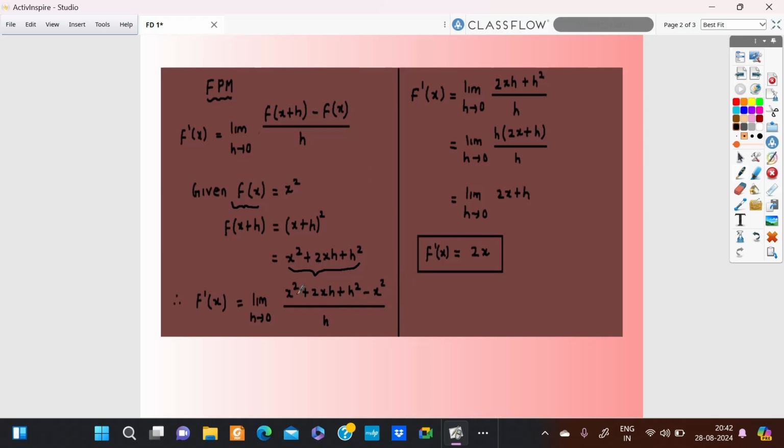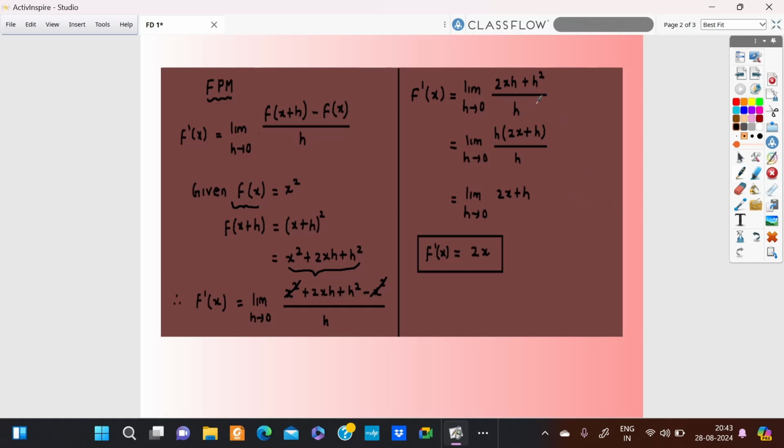Alright, I can just simplify this. Positive x squared and negative x squared becomes 0, and we have f dash of x which is equal to limit h tending to 0, 2 times x times h plus h squared divided by h. We cannot simply apply the limit as the denominator becomes 0.